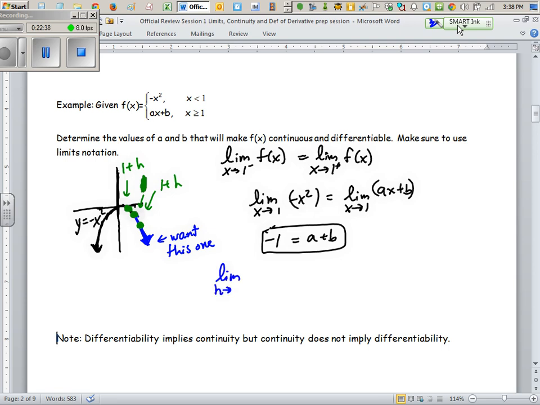Limit, H goes to 0 minus, f of 1 plus H minus f of 1 over H. This means the derivative at 1 on the left side. And then you set this equal to limit, H goes to 0 plus, f of 1 plus H minus f of 1 all over H.